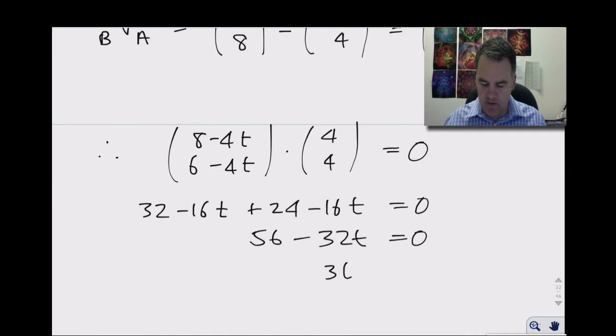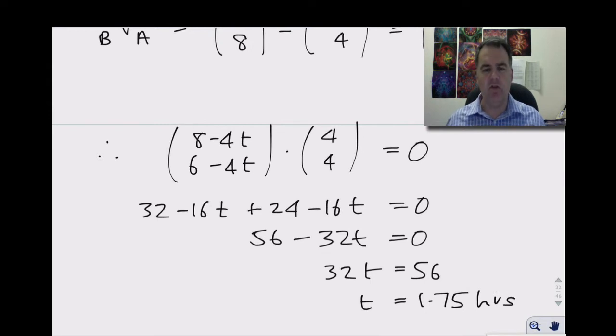So 32t is going to be 56, and when we do that division, 56 divided by 32 is actually 1.75. In this case, the unit is hours. So these two ships are going to be closest together when t is 1.75 hours.